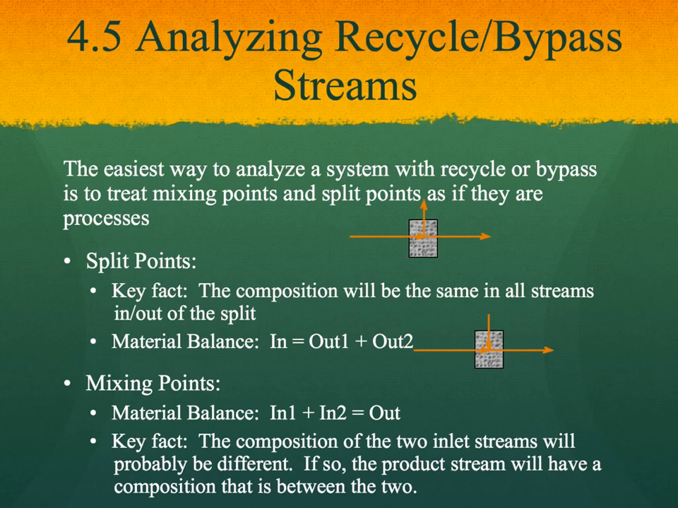Mixing points are, depending on your point of view, either easier or more difficult because although I have N equals out, I don't get the advantage of knowing what's in all the streams. Okay? So I don't have any additional facts. If this were pure water and this is pure H2SO4, then this is going to be some sort of weak acid solution coming out, depending on what the flow rates of these two streams are. So I'm not going to really know anything compositionally about mixing points, but at split points I have great information because the composition is the same on all of those.